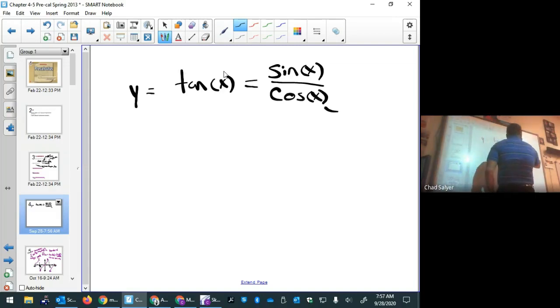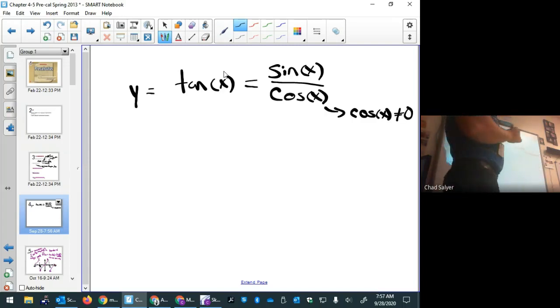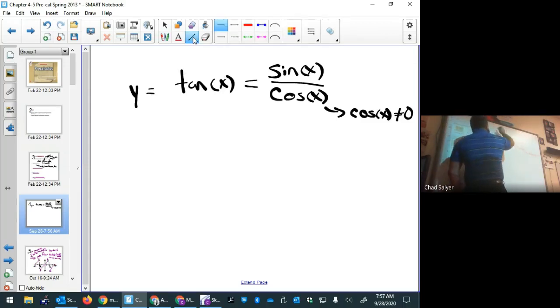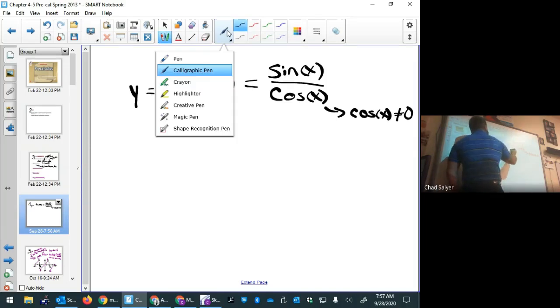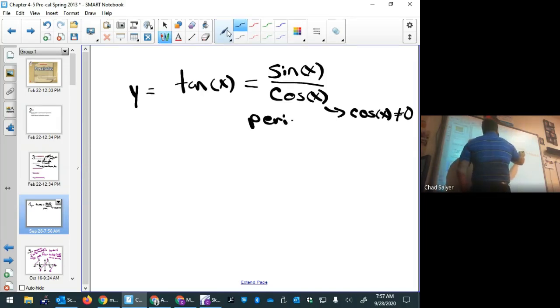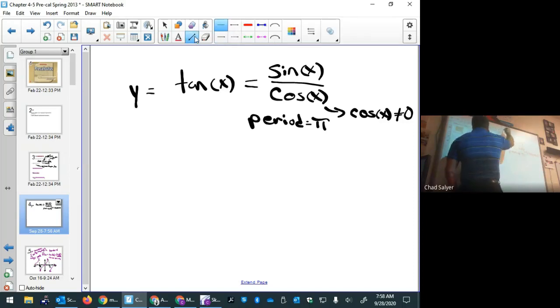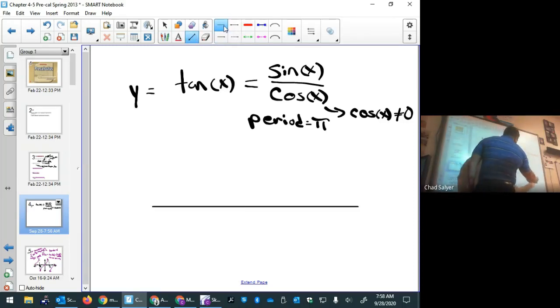So notice for this graph, the cosine of x can't be equal to 0 lest we have division by 0. In order to graph the tangent, a big difference for the tangent is the period is 1 pi, not 2 pi. So let's make a little graph here.